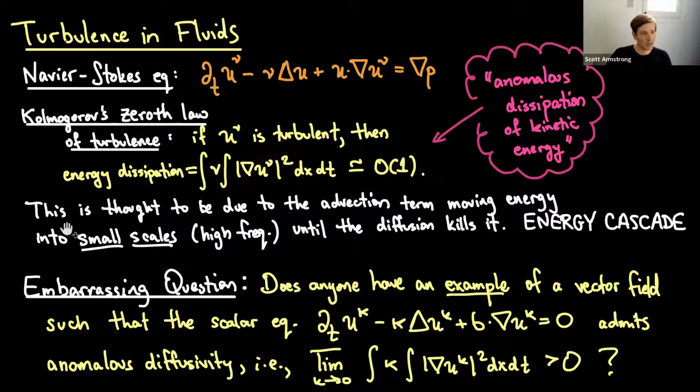But the idea is that there's an advection term in the equation. If you look at length scales that are large, the advection term wins, and the Laplacian does nothing. So what the advection term should do in a turbulent fluid is move energy to smaller and smaller and smaller scales until finally the Laplacian can see it and kill it. And that's how this should work. There should be a cascade, okay?